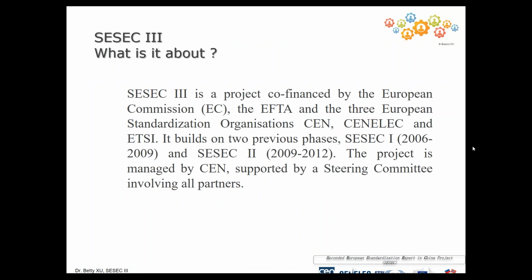The SESEC project is co-funded by the European Commission and EFTA and 3 European standardization organizations like SESEC and SESEC. I'm still not quite sure whether you can hear me, so I'll stop and make a little check on that.